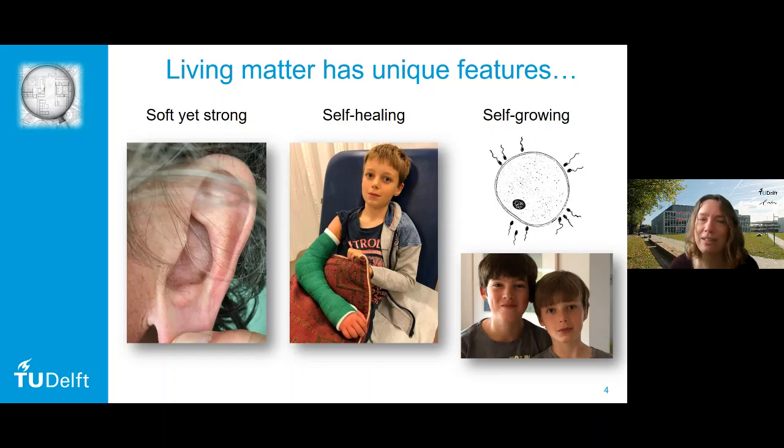And if we do incur some damage, such as a broken bone, which happened to one of my sons quite recently, fortunately, our tissues have the capability to heal and repair themselves. And maybe even more amazingly, think about the fact that all of us emerged from a single cell that got fertilized, and then somehow this grew out into an entire human being. So living matter is soft, strong, self-healing, and self-growing. So where lies the magic that fuels all of this?